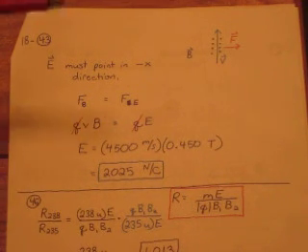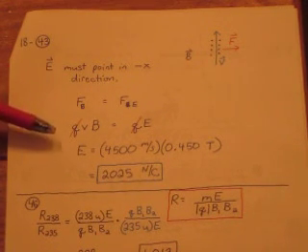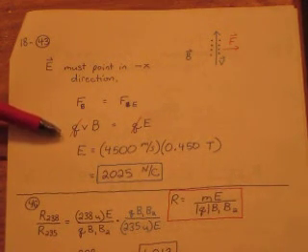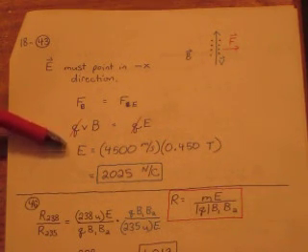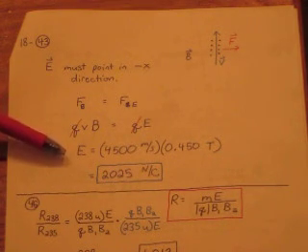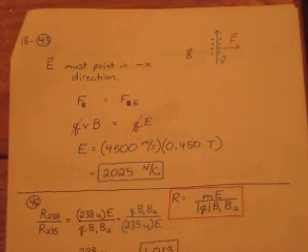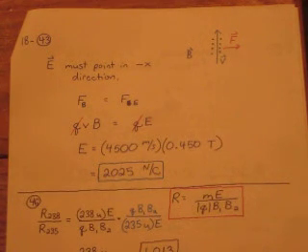Let's quantify it. Magnetic force should equal electric force. qvB equals qE, the charge divides out, and we're left with the electric field being v times B. So 4,500 meters per second times 0.45 Teslas. So 2,025 newtons per coulomb should be the electric field, and that would be in the negative x direction.